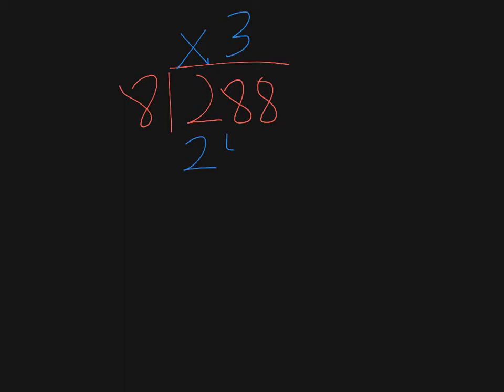Moving along, find the quotient. 288 is going to be divided by 8. 8 cannot go into 2, so we cross that out. 8 can go into 28 3 times because 8 times 3 is 24. 28 minus 24 is 4. Bring this down. That's 48. 8 can go into 48 exactly 6 times. So we know our quotient is going to be 36.